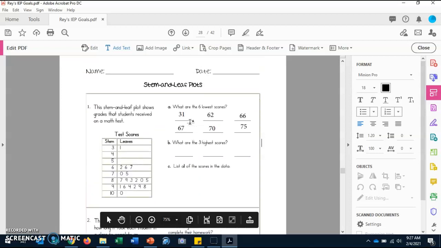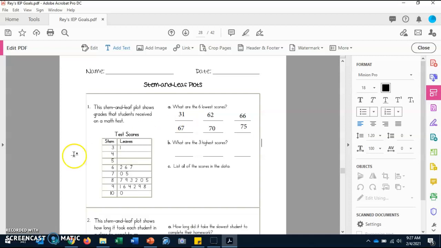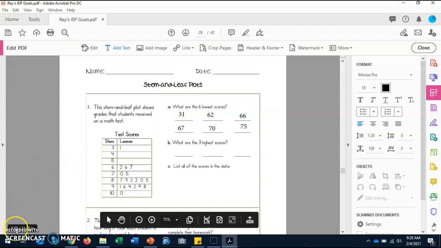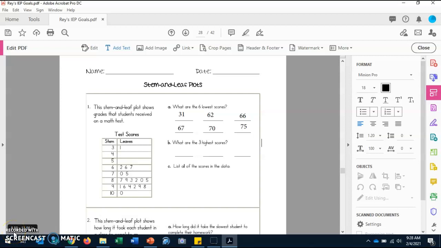So once you are done with this worksheet, we will continue to work on goal number 4. If you have any questions, please feel free to reach out to me. I am always here to help.